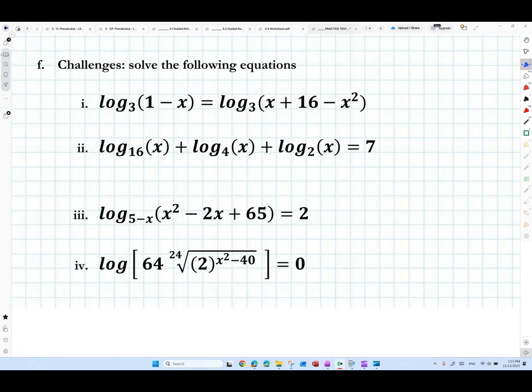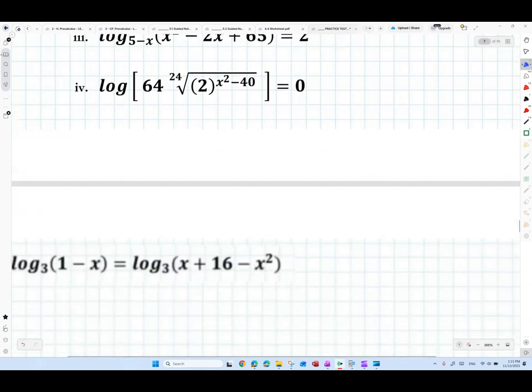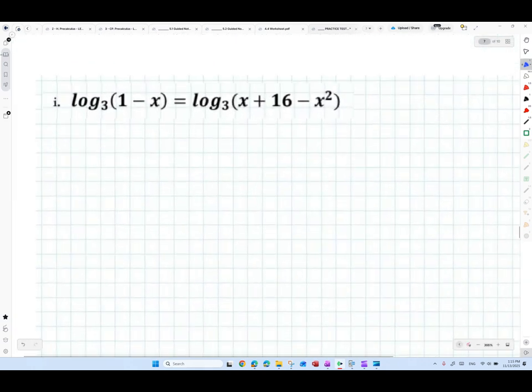For section F, you have four logarithmic equations at a high level of math. So let's start with equation number 1.